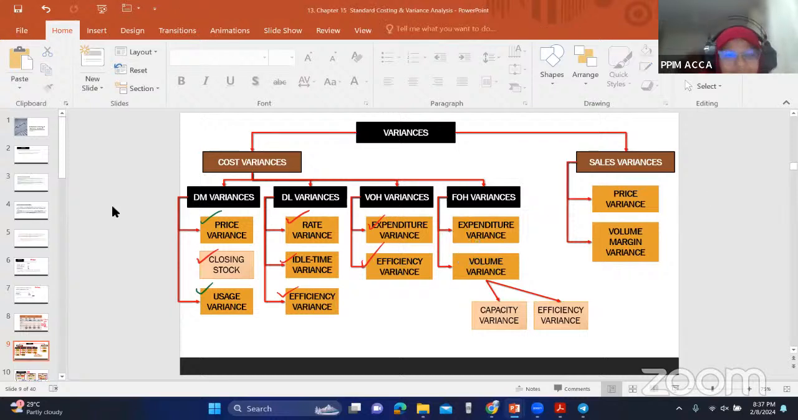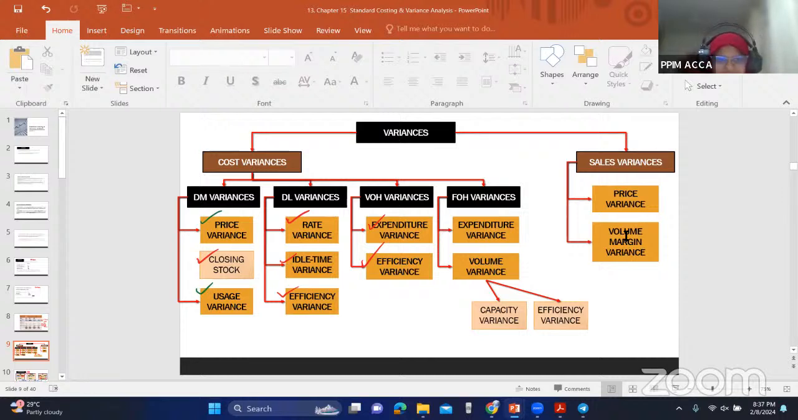Okay, doesn't matter. So when it comes to variances, there are two types of variances, right? There are cost variances and there are sales variances. When it comes to cost, I told you cost means in a cost card, we have direct materials, direct labor, variable overheads, fixed overheads. Those four areas have certain variances that you have to know how to calculate. And under sales also, there is a price variance and a volume margin variance.